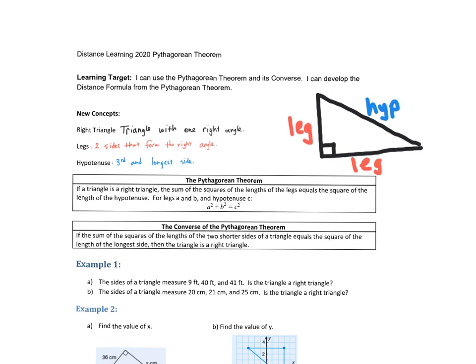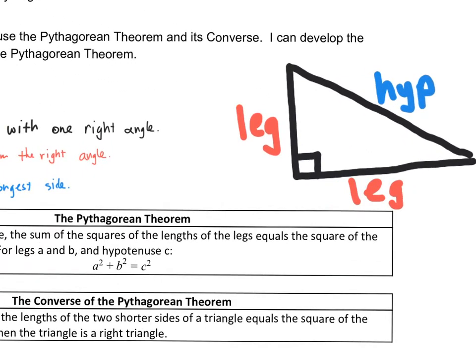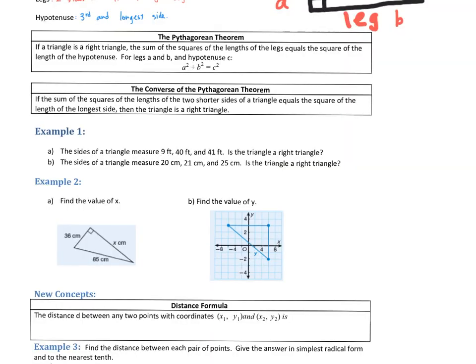A right triangle we've learned is a triangle with one right angle. The legs are the two sides that form the right angle, and the hypotenuse is the third and longest side. For the Pythagorean theorem, we are going to use the variables a and b for the legs, and c is going to be reserved for the hypotenuse. So the Pythagorean theorem states that in a right triangle, the sum of the squares of the legs equals the square of the length of the hypotenuse. For legs a and b and hypotenuse c, a squared plus b squared equals c squared.